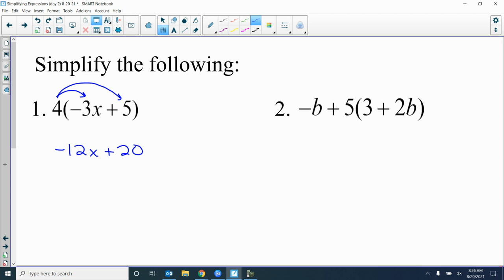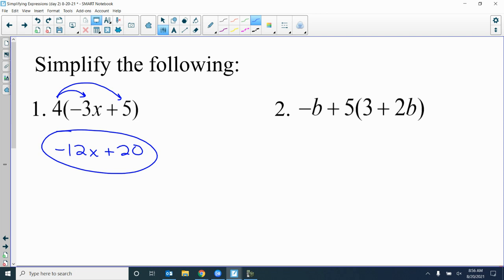Is that in the form I wanted? Is the x part first? Are there any like terms? No, you cannot combine negative 12 and 20, because it's like apples and bananas. Hopefully we talked about apples and bananas yesterday. You can't combine them unless you do a smoothie. So negative 12x plus 20, done. You can't do anything else with it. The x part's first.